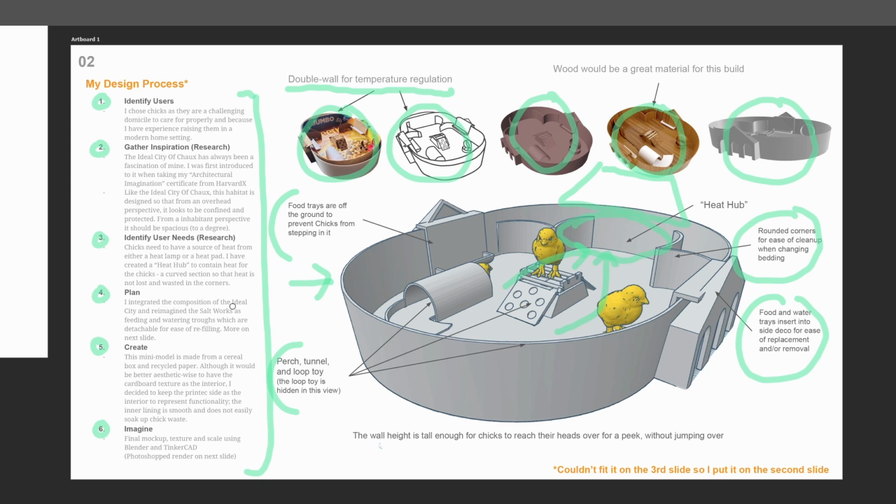So all of this is in great detail, and then it says the wall height is tall enough for chicks to reach their heads over for a peek without jumping over. This is what gets you over the edge compared to other people. You have to put in details, you have to show that you're taking this really seriously and professionally, and you're going to treat this like you're designing something for a client.